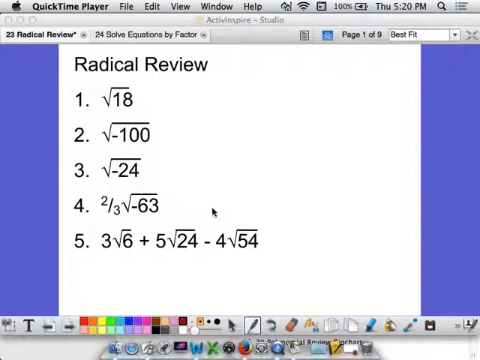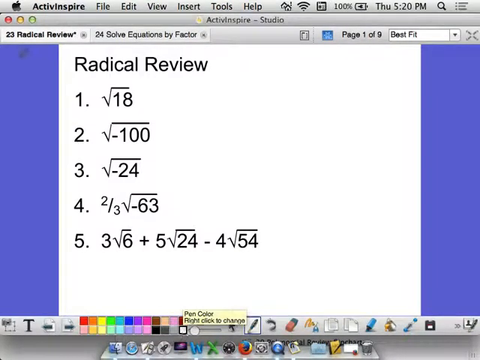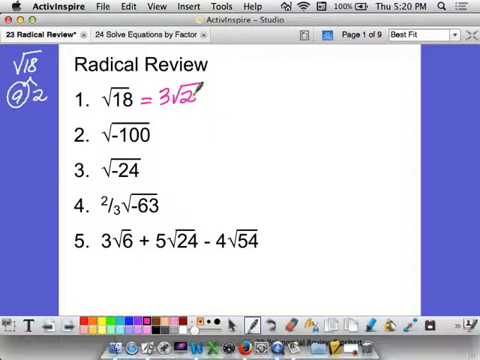I'm going to start with the square root of 18. Whenever we're finding the square root of 18, we're looking for perfect squares. What is a factor of 18 that is a perfect square? That's going to be 9 times 2. I know the square root of 9 is 3. So this answer is 3 square roots of 2.